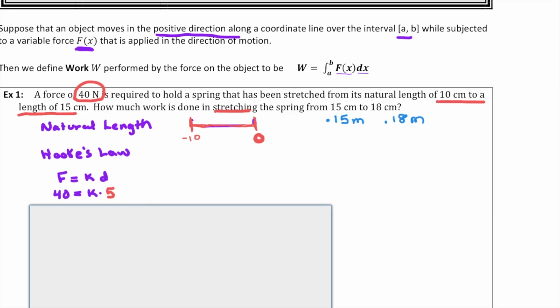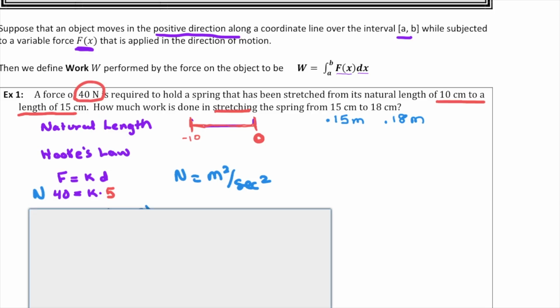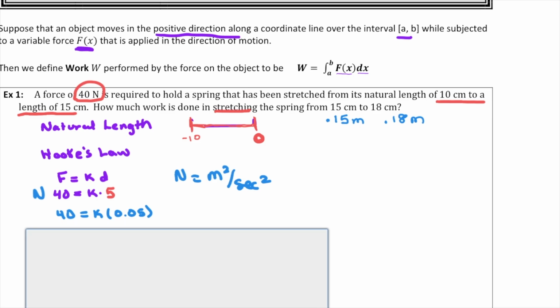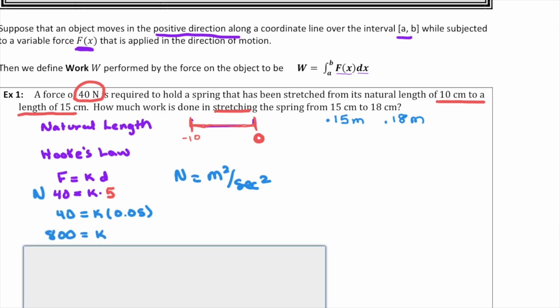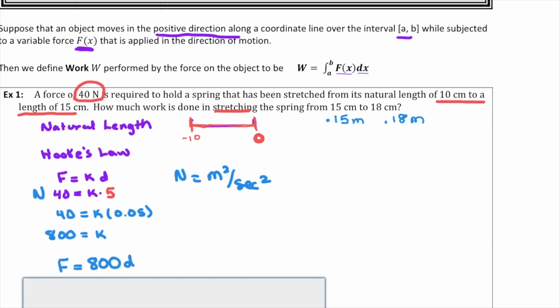Substitute in your 5. Wait a minute, that was centimeters. But centimeters is not how we measure newtons. If you'll go back to recall, newtons were measured in meters squared per second squared. So we don't want centimeters, we want meters. Change the 5 to 0.05, then we can solve for K. And K is equal to 800. Now that would be newtons per meter. But when we substitute it back in, we have our force is equal to 800 D, where we're now measuring in newtons again.